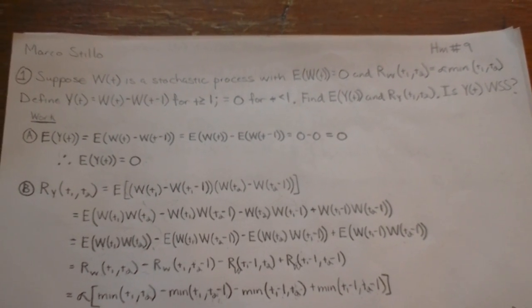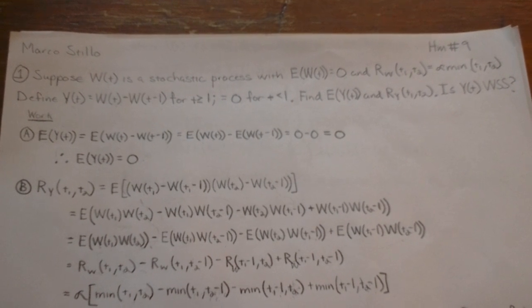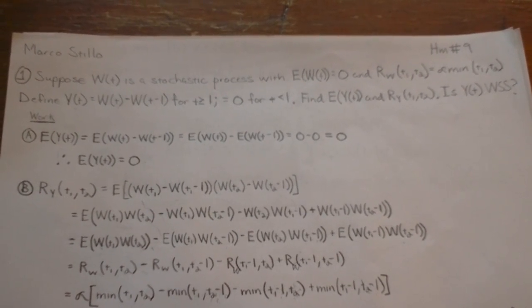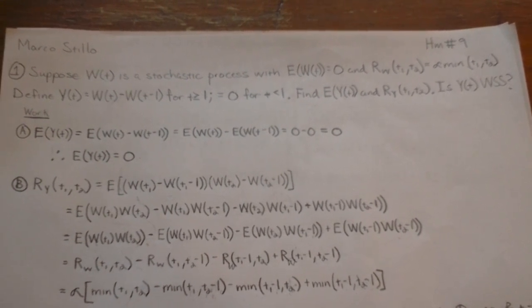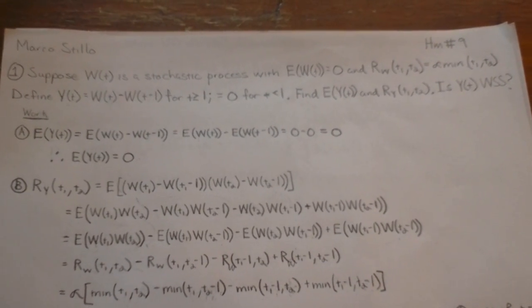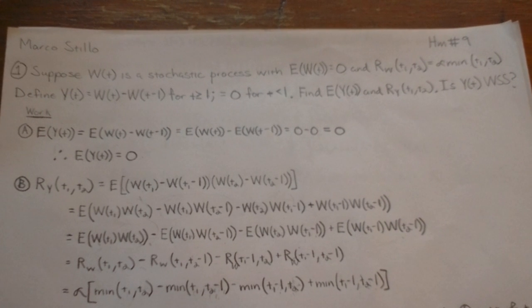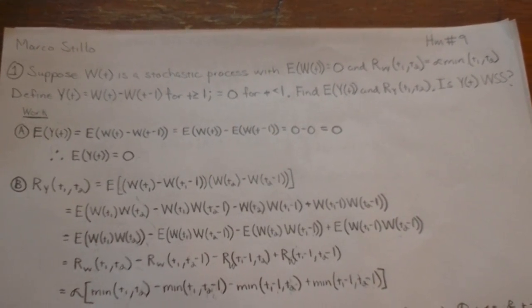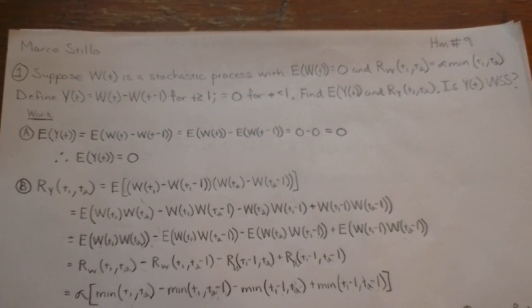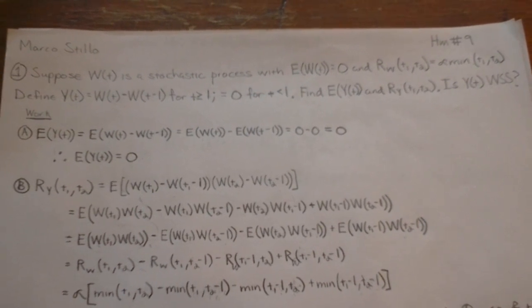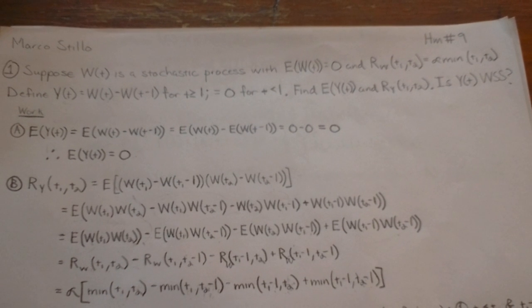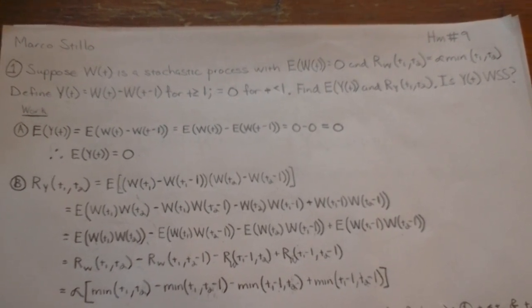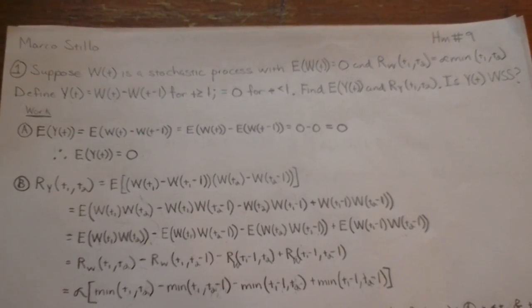Now, we define another variable Y in terms of time t, such that it is basically the difference between W at t and W at t minus 1. So basically, it is a stochastic process at a given time point minus its value at the previous time point. It is defined for all values of t greater than or equal to 1, obviously, and 0 otherwise.